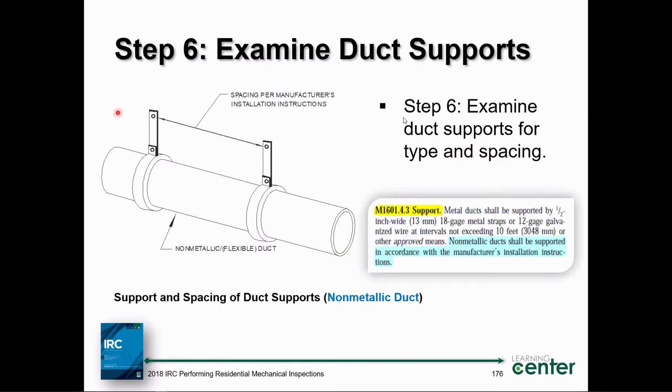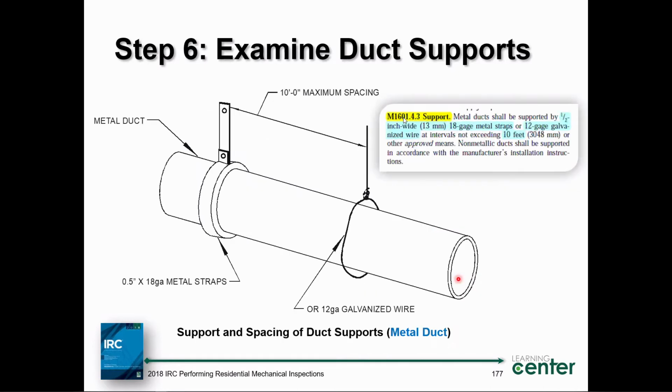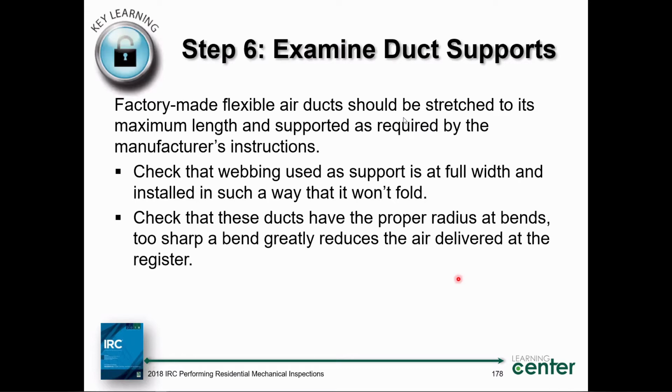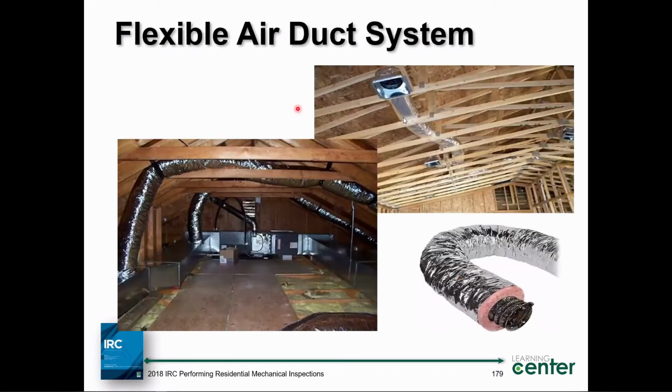Supports, I'm going to go through this quickly here. Support right here, metal ducts need to be supported by 1/2 inch wide 18 gauge metal straps. Non-metallic ducts, you defer to the manufacturer's installation instructions accordingly. So you examine that out on the job site. Here's your flexible ducts, just an application to show you here. Again, these need to be supported in accordance with the manufacturer's installation instructions. It's pretty simple. We're actually looking at the air distribution system accordingly.